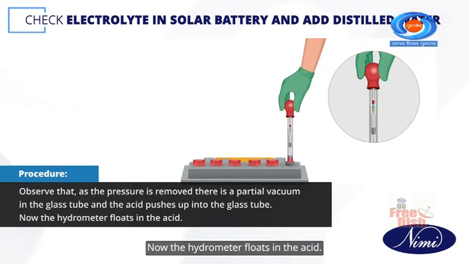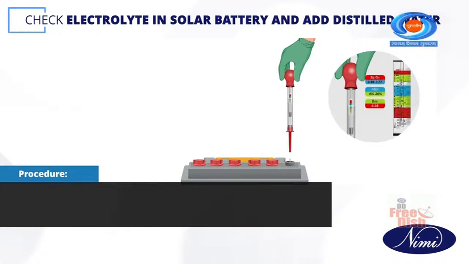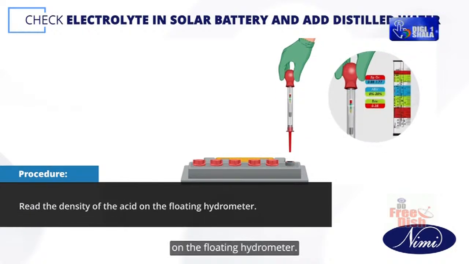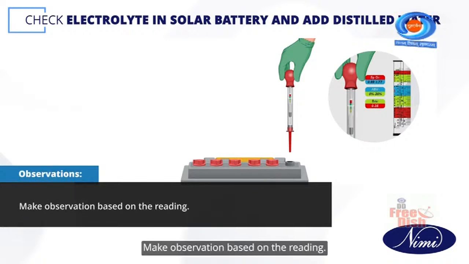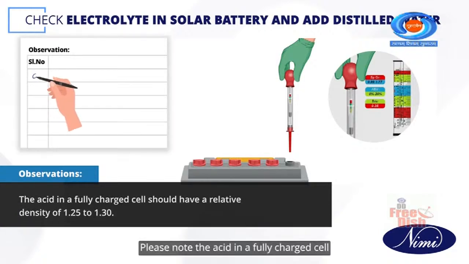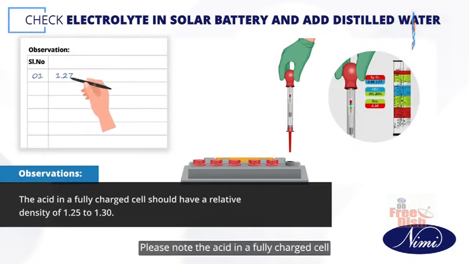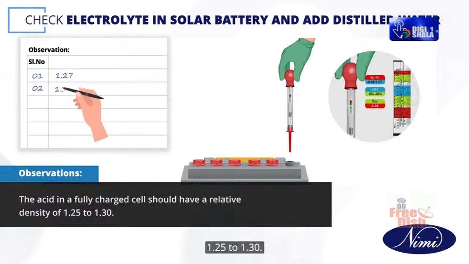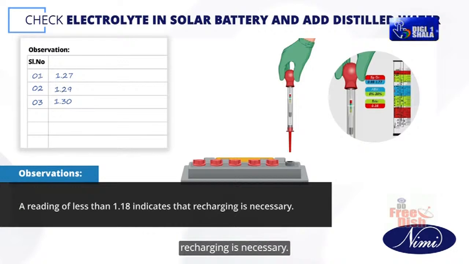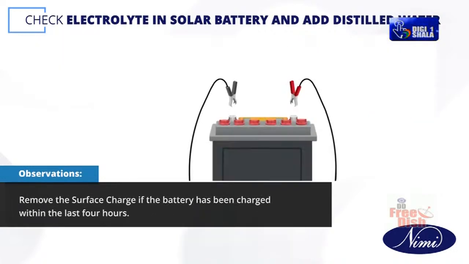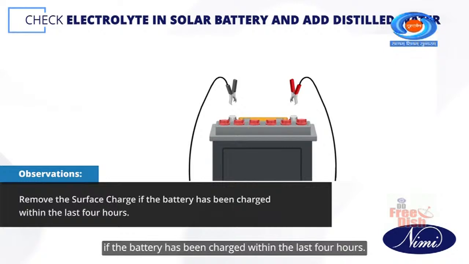Now the hydrometer floats in the acid. Read the density of the acid on the floating hydrometer. Make observation based on the reading. Please note the acid in a fully charged cell should have a relative density of 1.25 to 1.30. A reading of less than 1.18 indicates that recharging is necessary. Remove the surface charge if the battery has been charged within the last 4 hours.